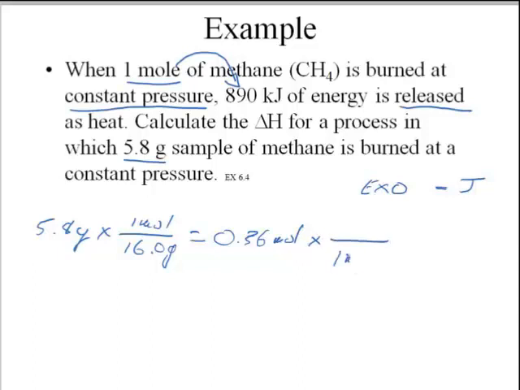For every 1 mole, we have 890 kilojoules. And if you want to put a negative sign right here, because it's given off, just to remind yourself that it should be negative, then that's fine, or you can do it at the end, either way. But when you work that out, you get a negative 320 kilojoules of energy. All right? So there's the first problem.